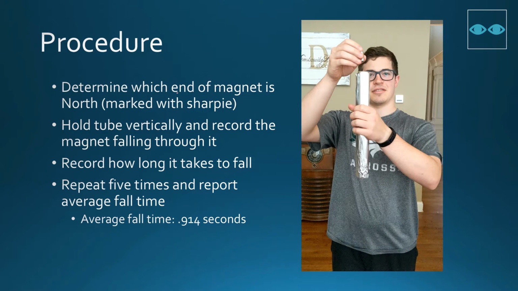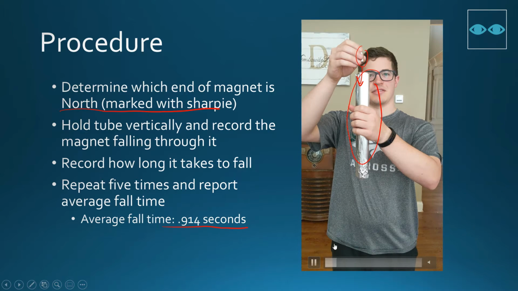I determined which end of the magnet was north and marked it with a Sharpie. I then held the aluminum foil tube vertically and dropped the magnet into the tube and recorded how long it takes to fall and repeated it 5 times. You can see the average fall time of 0.914 seconds, and you can see a demonstration here in this video.